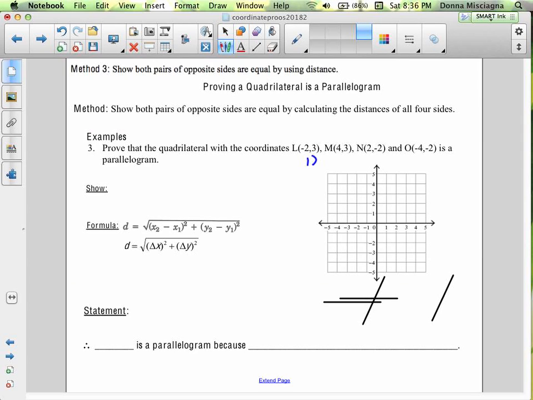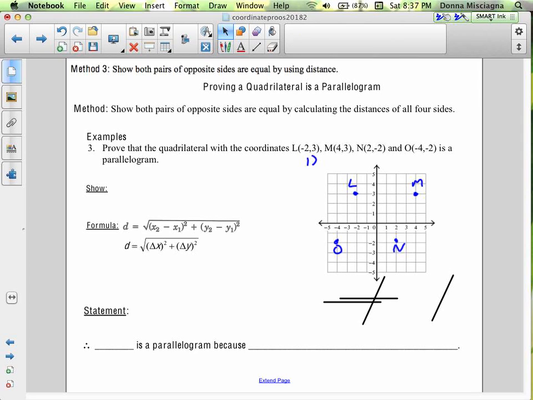Probably anyway. All right, so we're going to graph our 4 points, -2, 3, and you'll do the same thing because it's in your notes, and then 4, 3. So let's label that. That's L, that's M. N is 2, -2. And O is -4, -2.